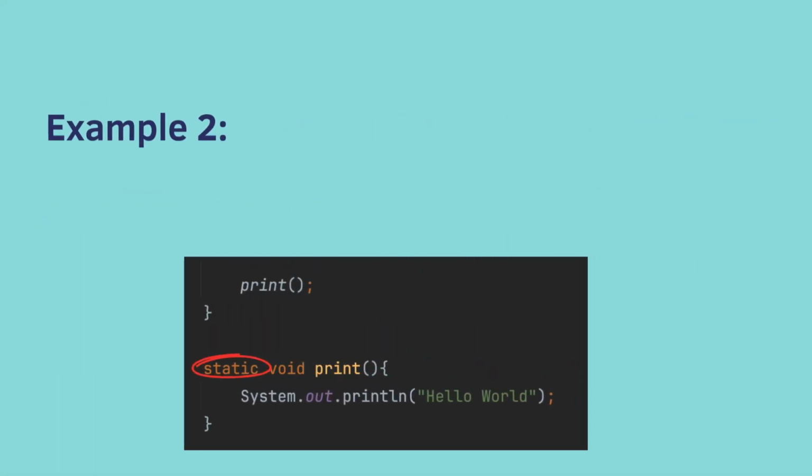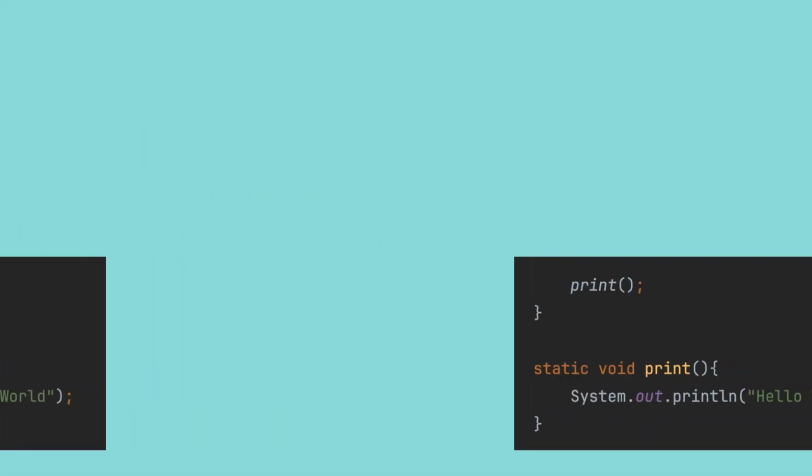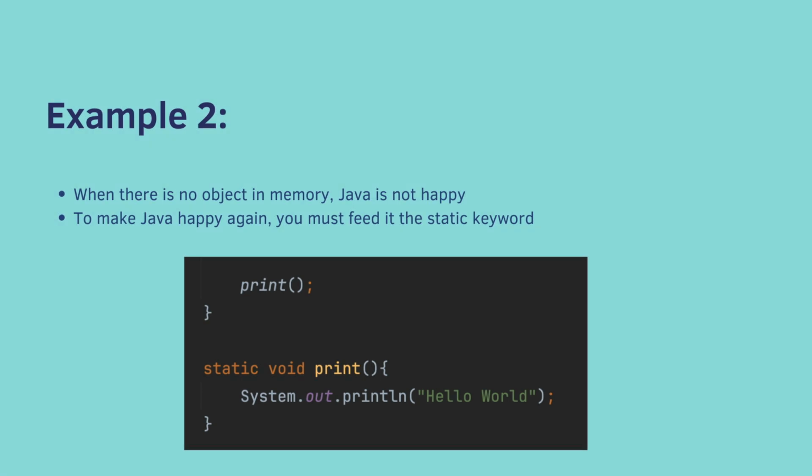Here's our second example. Remember that print method we created several videos ago? It had to have the static keyword. Notice there is no object here, so Java is freaking out. It's got withdrawal symptoms from not having an object. The static keyword stops it from freaking out. So when there is no object in memory, Java is not happy. To make Java happy again, you must feed it the static keyword.